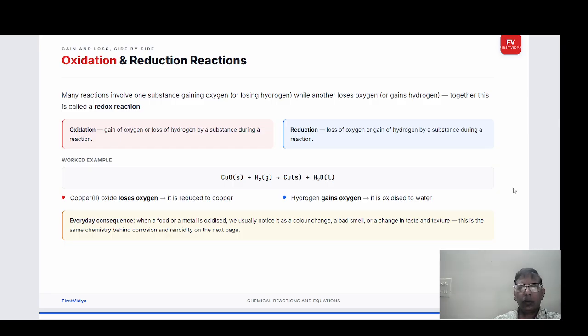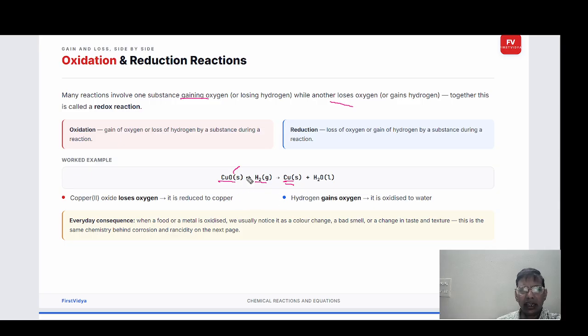So here, many reactions involve one substance getting oxygen or losing hydrogen, and another substance losing oxygen. Suppose copper oxide plus hydrogen is there. What is happening in this reaction? You can see oxygen is coming out. Copper oxide is reduced to copper. Here copper oxide loses oxygen, it is reduced to copper, and hydrogen gains oxygen.